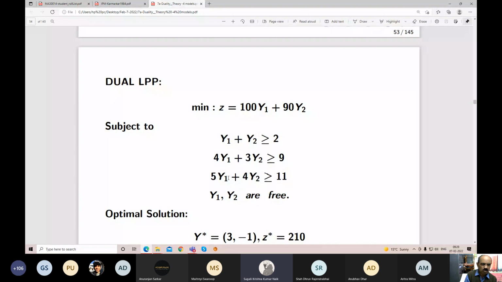See, what you do, how many variables are free? The two variables. For the two variables, you have to take the first variable as the difference of two non-negative variables, and the second variable as the difference of two non-negative variables. There are four variables after transforming, then apply any method, whatever is applicable.